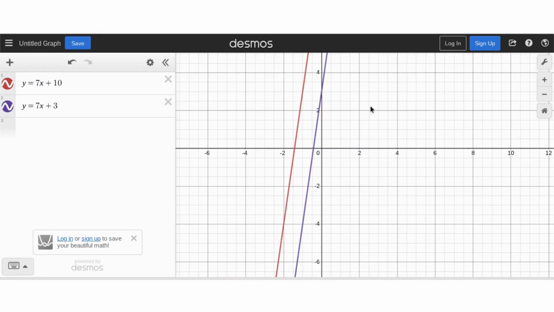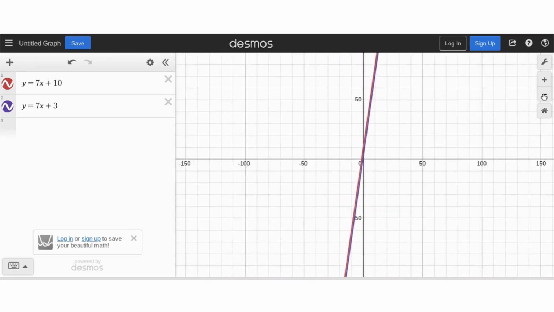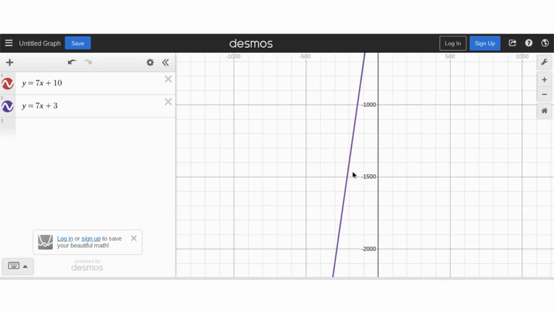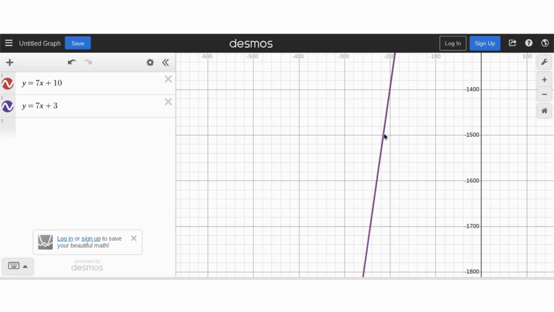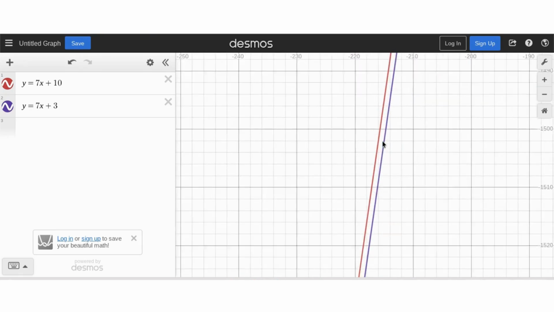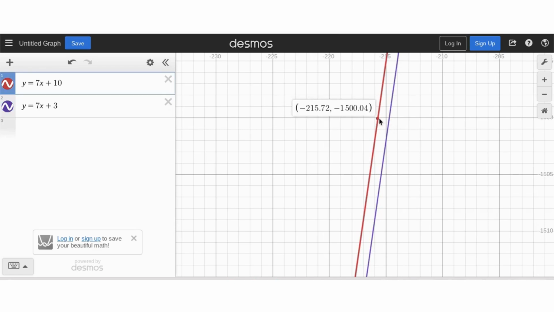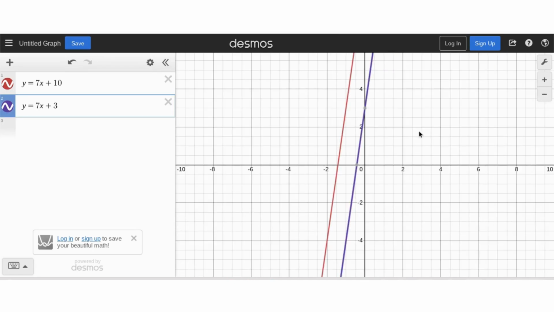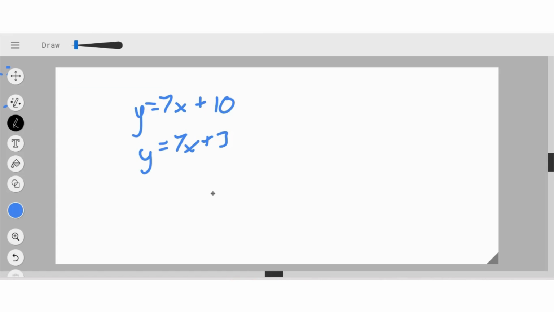They are parallel. They will never intersect. I can go down to negative 1500 and zoom in here. Now they look the same, but that's just because it's pretty zoomed out. But actually, if you zoom in, you'll see that they are still not the same, even at negative 1500. The way you know if a line is parallel is if the slopes are the same, but the y-intercepts are different.